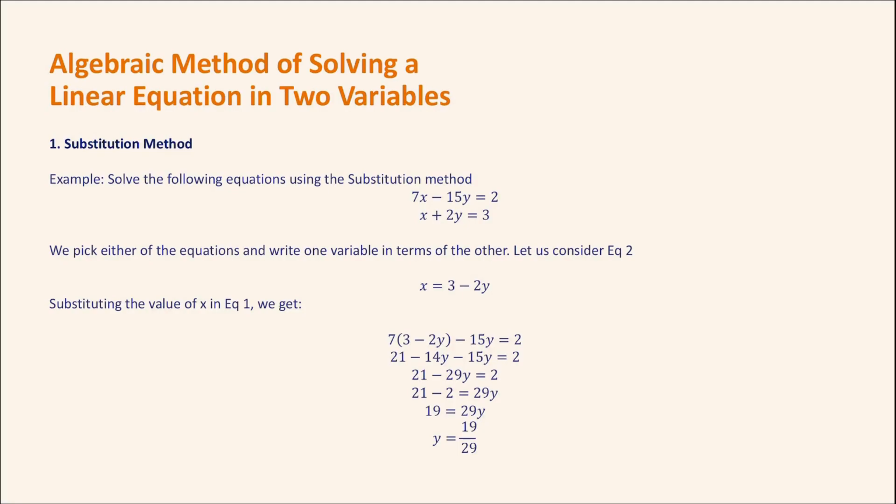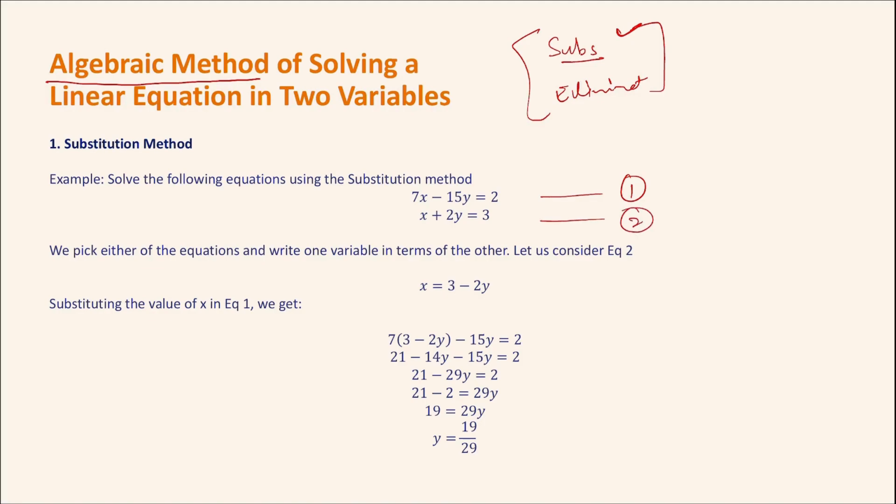Okay, so the algebraic method has only two parts. One is substitution and the other is elimination. These are the only two that we have to learn. So let's start with the first one, the substitution method. Let's take an example to understand better. The first equation, let's name it 1, is 7x minus 15y is equal to 2, and equation 2 is x plus 2y is equal to 3.